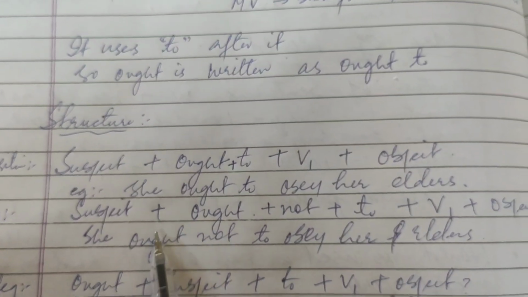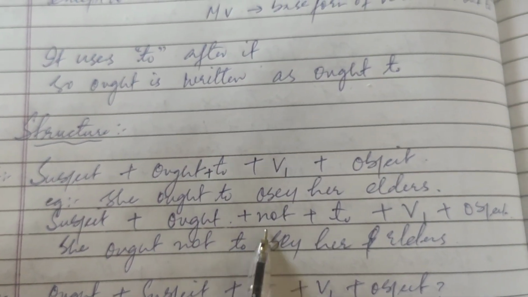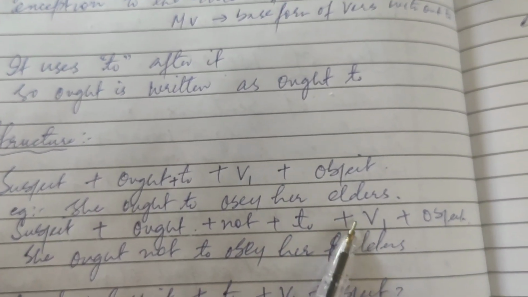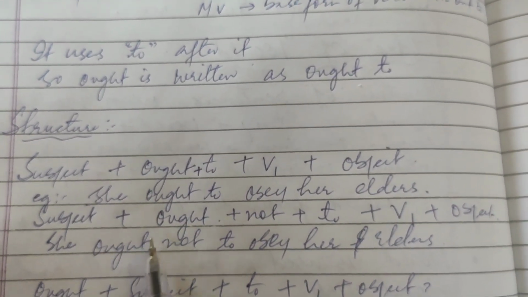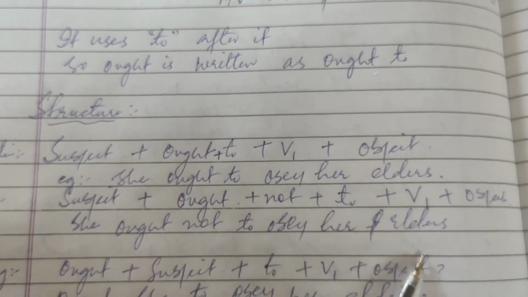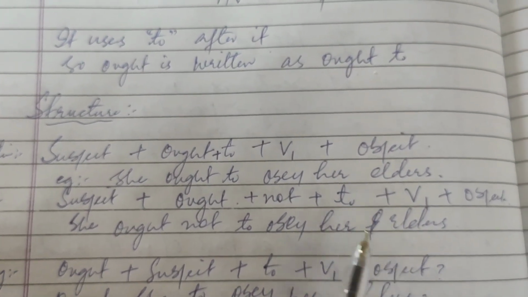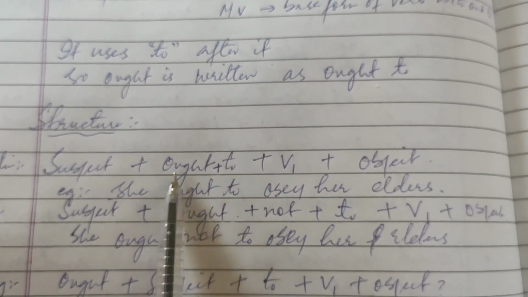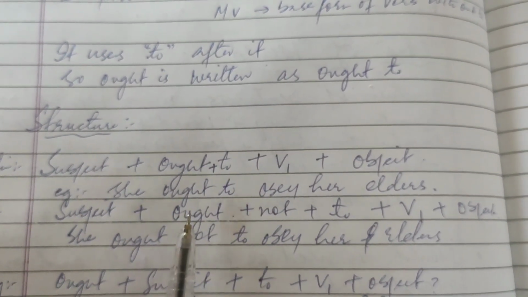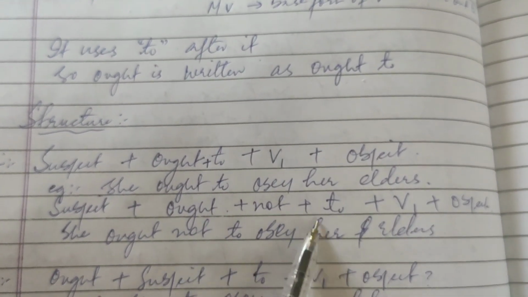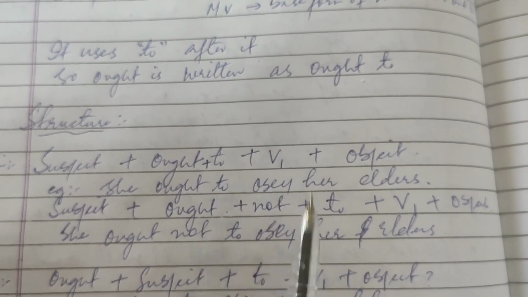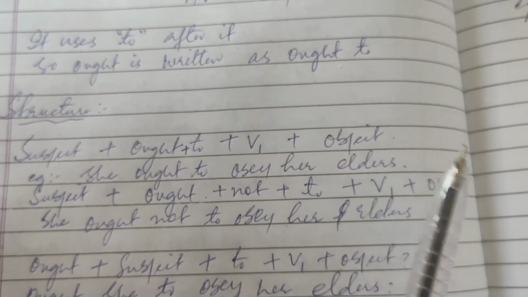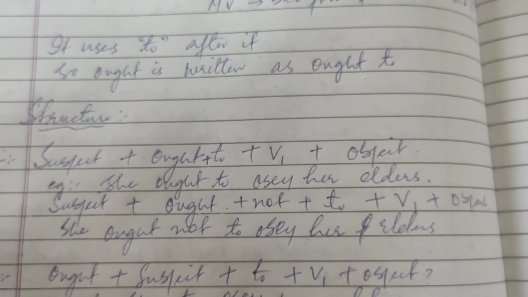Now for the negative sentences, this is written as ought plus not plus to plus V1 plus object. Like, she ought not to obey her elders, as the negative of the sentence. So here we have written ought plus to, otherwise we would have written ought to. But in the negative sentences this ought to gets broken and in between there comes not. So it is ought plus not plus to plus V1 plus object.